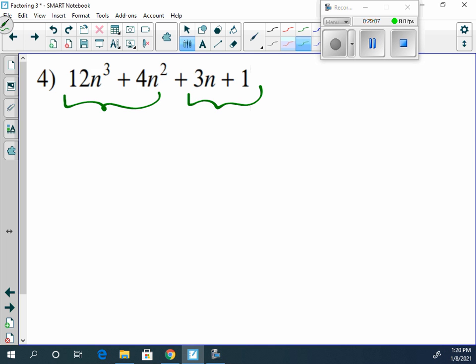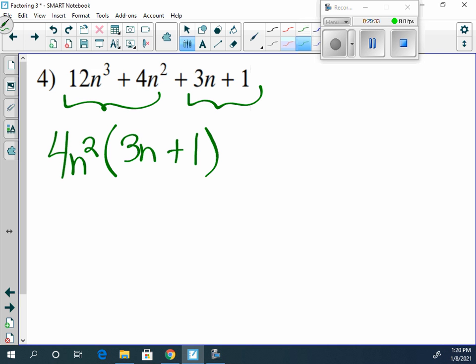Group the first two terms, second two terms. So looking at the first two terms, what's the greatest common factor between 12n cubed and 4n squared? So it'd be 4n squared. So 4n squared, if we factored out of 12n cubed, 12 divided by 4 would give us 3n.